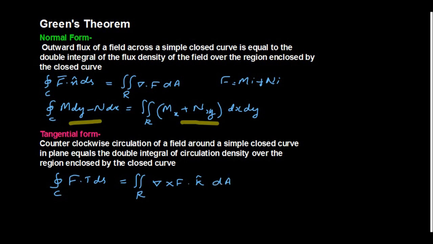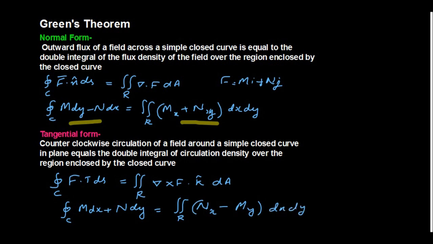Similarly, if I represent capital F as Mi plus Nj, I can rewrite this as integral over C F dot T ds can be written as M dx plus N dy, which is equal to double integral over R del cross F dot k. I can write it as, after calculation you will get N_x minus M_y dx dy.